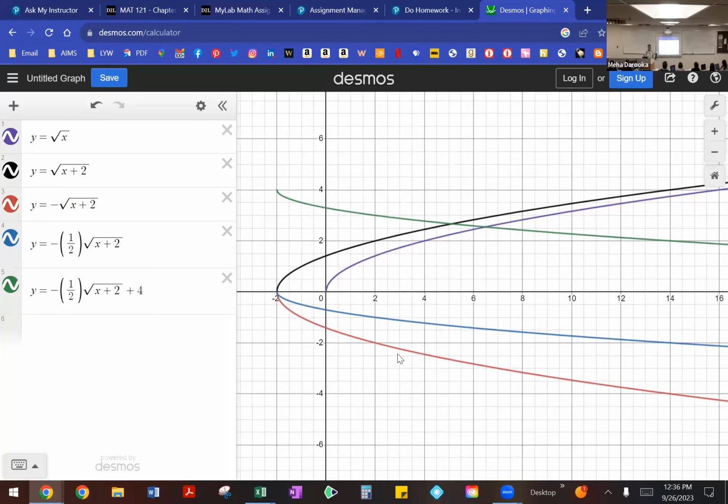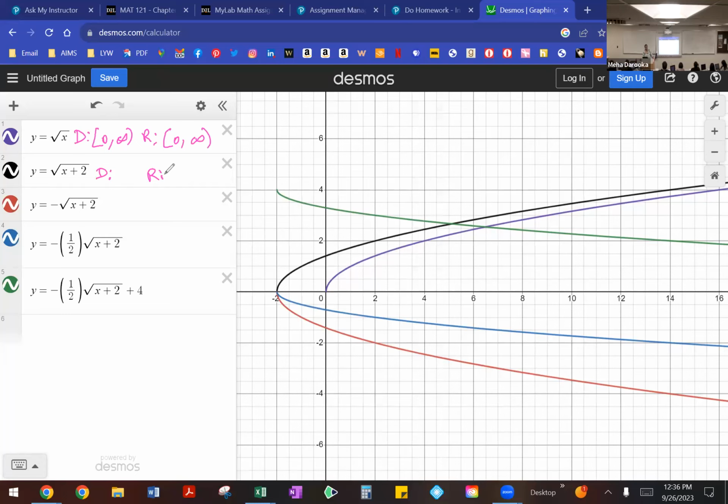So let's start with the original function. What is the domain and range for the original square root of x function? 0 to infinity, right? That's this one. Start at 0, you're headed to infinity, same thing on the domain and range, 0 to infinity. When you did the translation to the left by 2 units, what did that change? Domain or range? Or both?